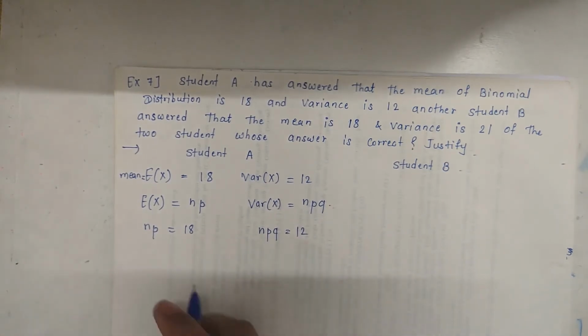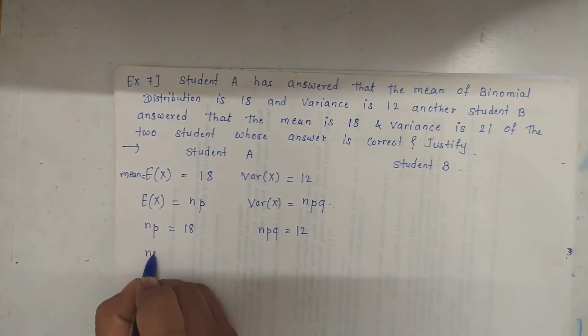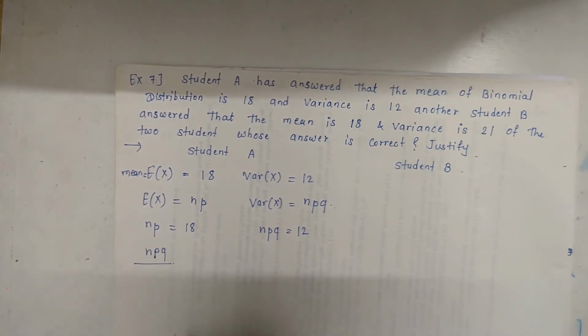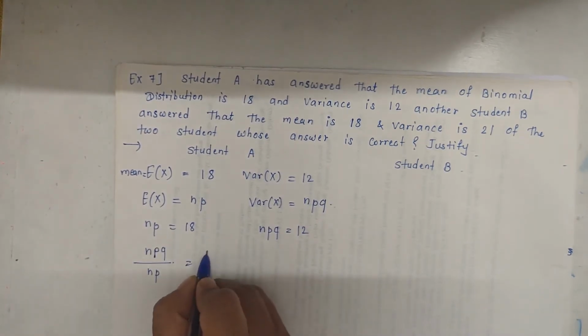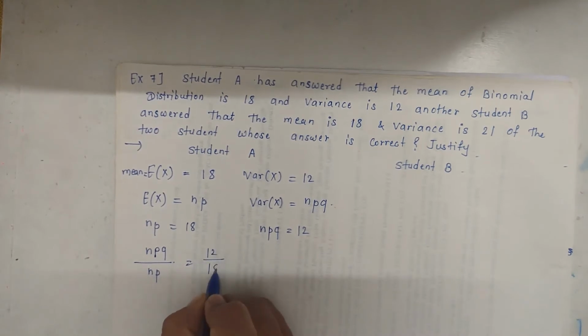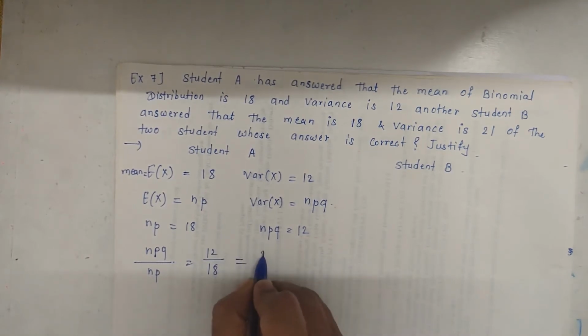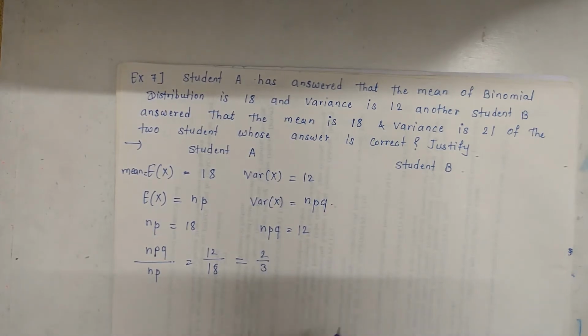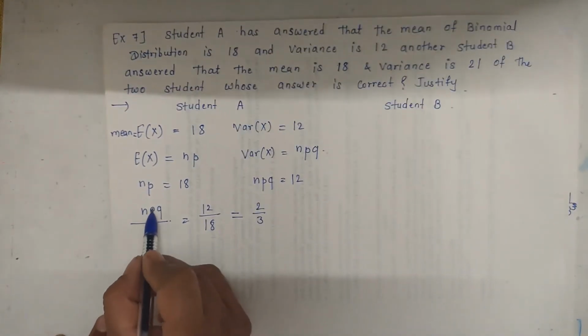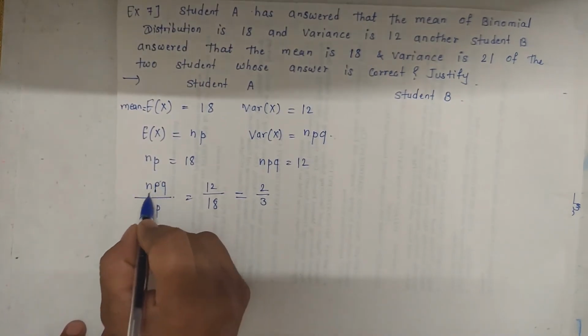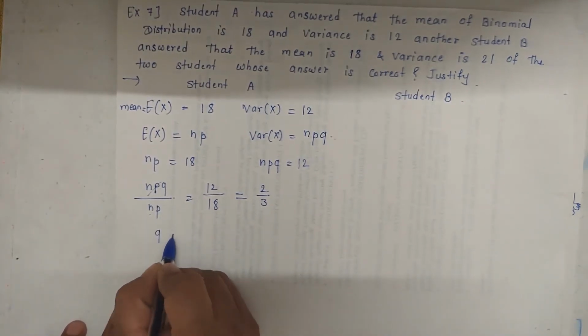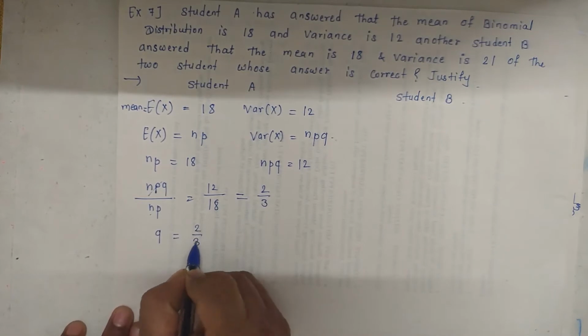Taking the ratio of these two terms, npq, the variance of x, upon E of x, np, npq upon np is equal to 12 upon 18. The ratio is 2 by 3. Dividing by 6, we get the ratio 2 by 3. And here np will be cancelled and we get the value of q is equal to 2 by 3.